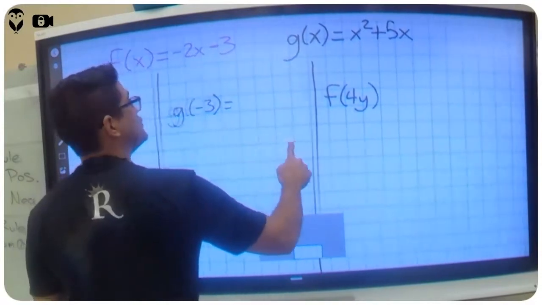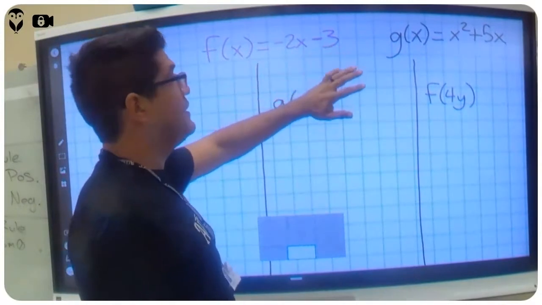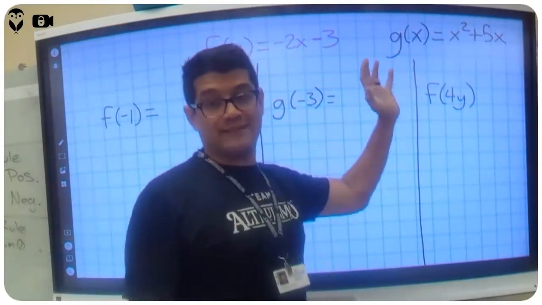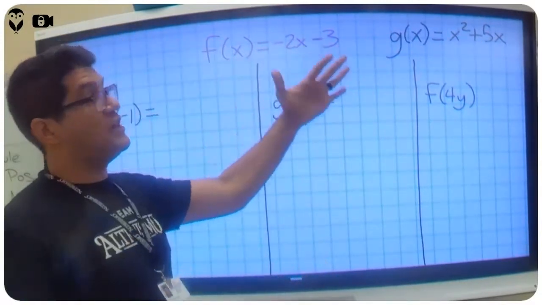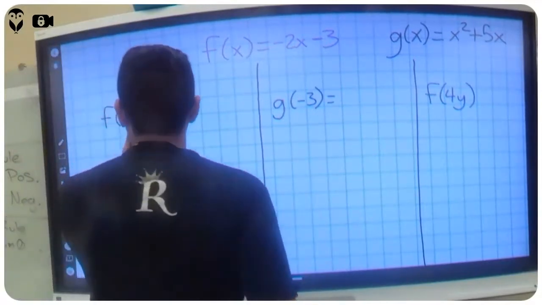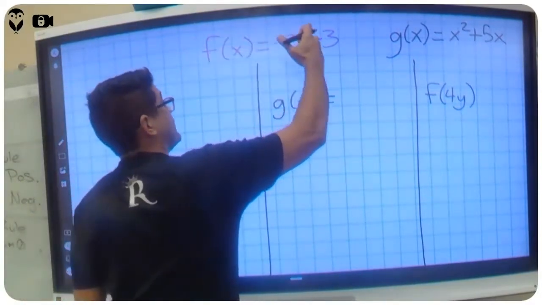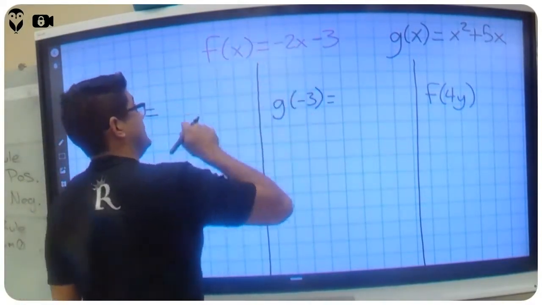This is function notation. Okay, it's a little switch. It used to say Y equals this stuff and Y equals this stuff, but now it says F of X equals this and G of X equals this, or H of X or H of G or whatever it is. Okay, so function F. So this is the formula for F right here. Okay, with X in it.